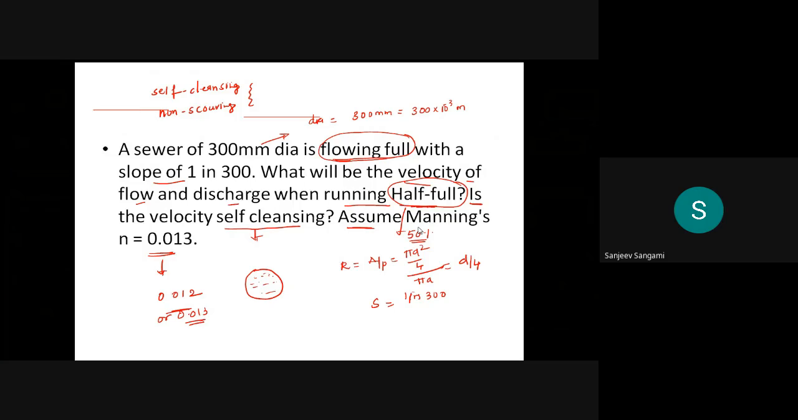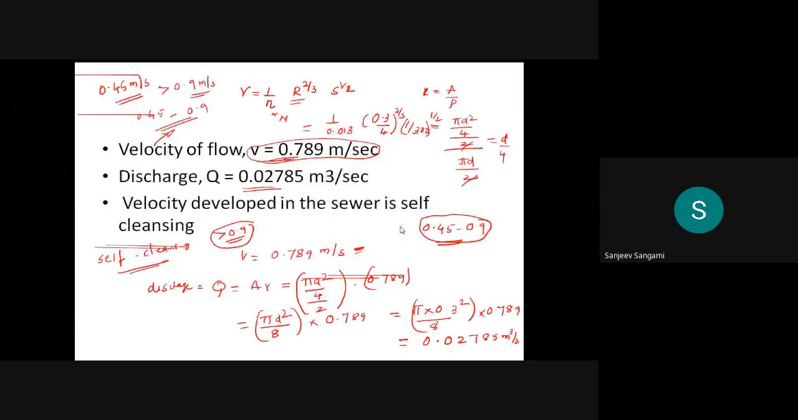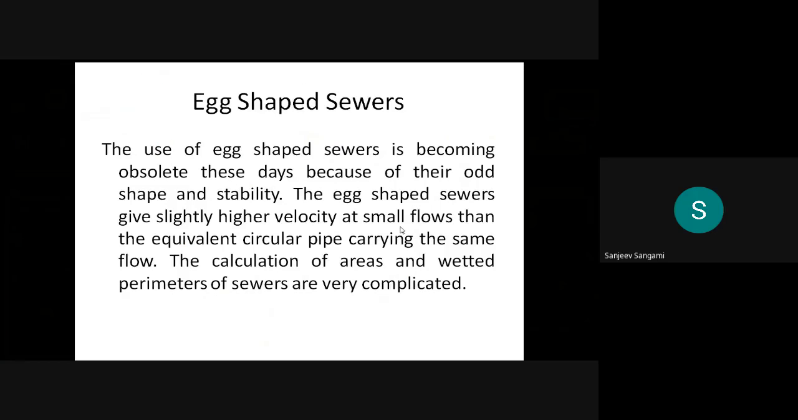Here, don't confuse flowing full and half full. Most of the people will think that the complete diameter should be taken, but they have asked us to calculate the velocity and discharge when it is running half full. So according to that, we have calculated the velocity of flow and the discharge. Now we'll start with the theory part of this module.